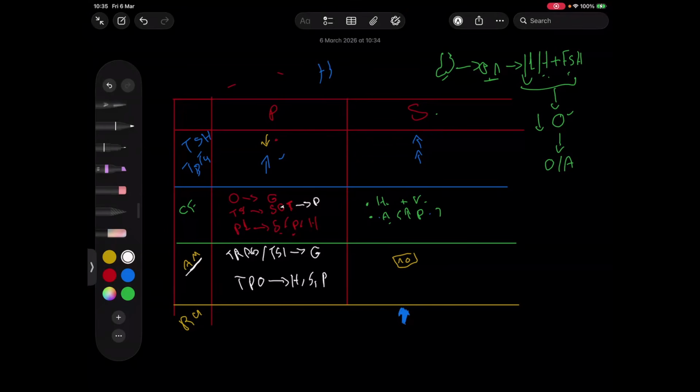The last point. The radioiodine uptake, we said with the secondary, it's always going to be increased. If we are speaking about the primary, what's going to happen to the uptake? It's either going to be up or it's going to be down.